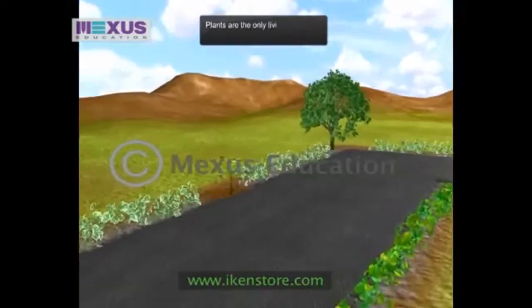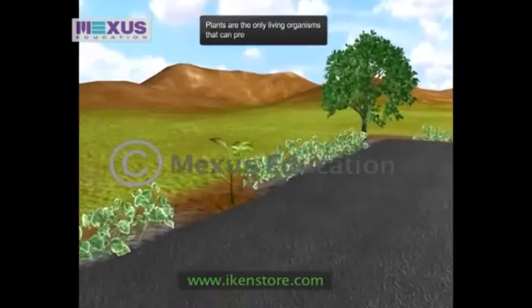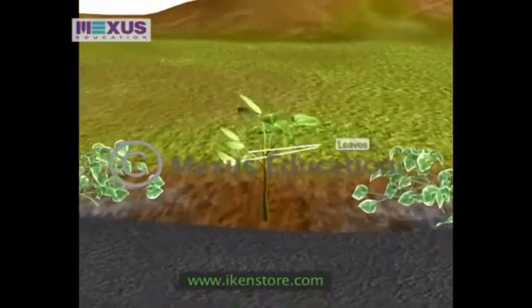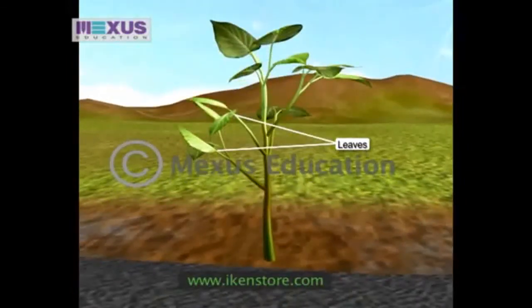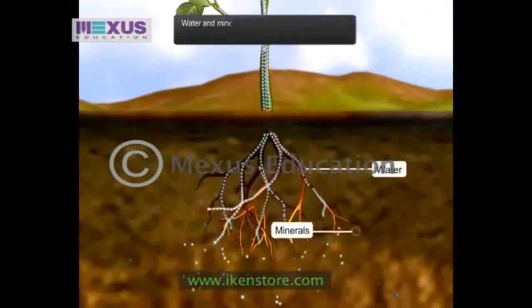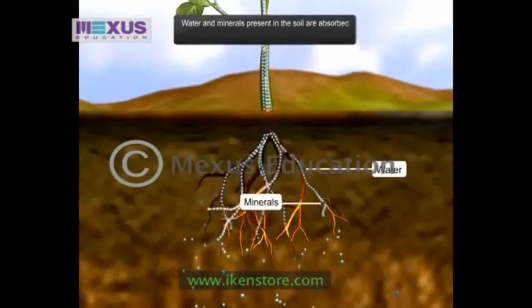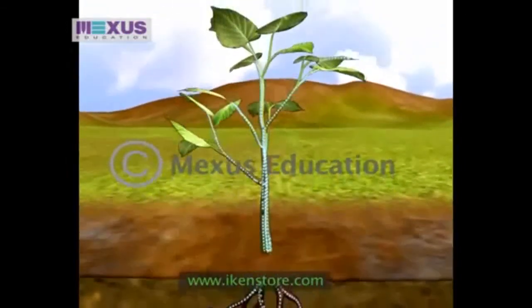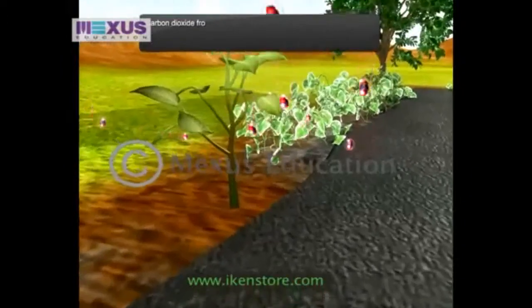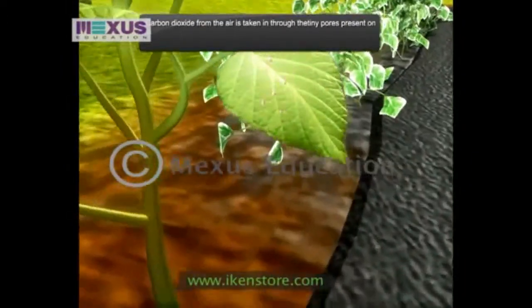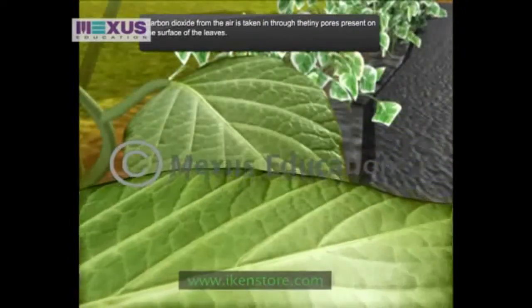Plants are the only living organisms that can prepare their own food. They are called autotrophs. The leaves of a plant are its food factories where the synthesis of food takes place. Water and minerals present in the soil are absorbed by the roots and transported to the leaves. Carbon dioxide from the air is taken in through the tiny pores present on the surface of the leaves.